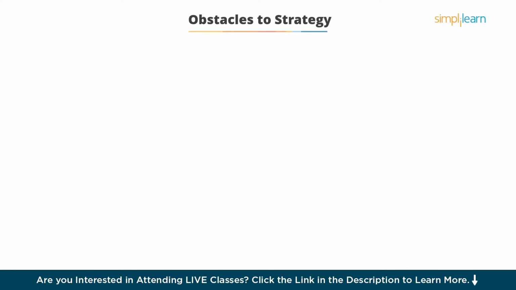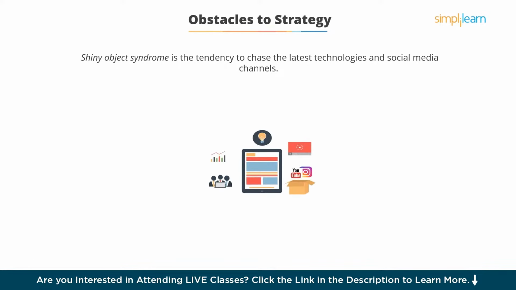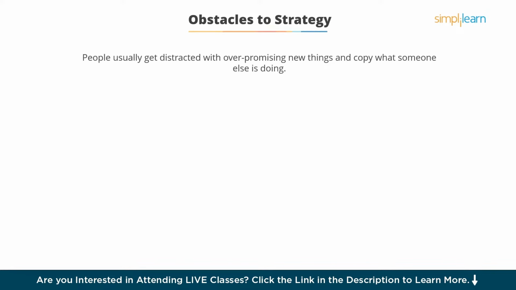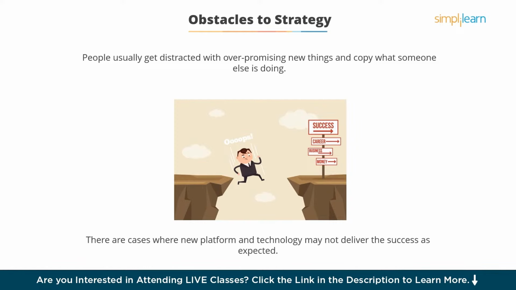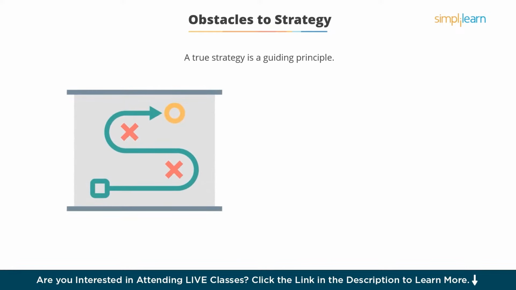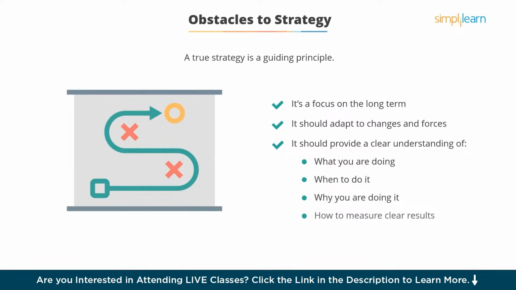Without a strategy, I find that companies rely on what I call shiny object syndrome. It's chasing the latest technologies and headline-grabbing social media channels. When people get distracted by the overpromised and overhyped new thing, they typically copy what someone else is doing, and they jump into the platform or the technology, and then it doesn't deliver success, whatever success was supposed to be. A true strategy is a guiding principle, a measuring stick. It's a focus on the long term, but one that adapts to changes and forces. But what it provides is clear understanding of what an organization is doing, when to do it, why they are doing it, and how to measure clear results.